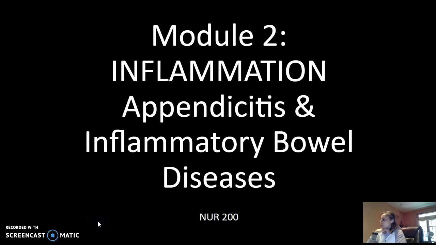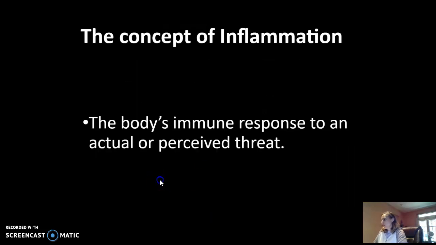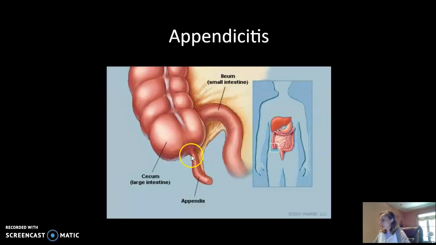We're going to talk about the concept of inflammation and how it relates to appendicitis and inflammatory bowel disease. Inflammation is just the body's immune response to an actual or perceived threat. This could be an actual threat like a virus or an injury, or a perceived threat like peanuts. It could also be a response to your own body, like an autoimmune disorder, where your body perceives a threat, but it's actually not. We're going to talk about a couple of those today.